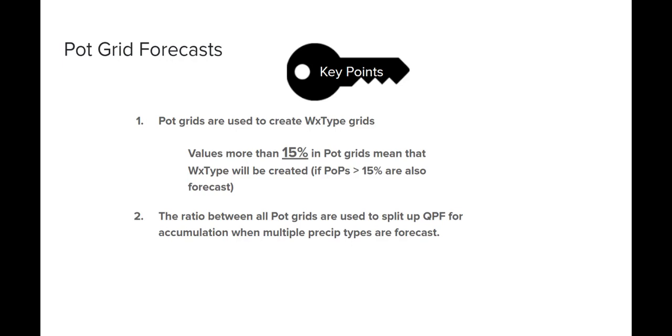The key points you need to know about the POT grid forecast are the following. POT grids are used by ForecastBuilder to create weather type grids and ultimately weather grids for the point-and-click ZFP worded forecast. 15% is the magic number you need to remember, and I'll say it again, 15% is a critical value on a POT grid.